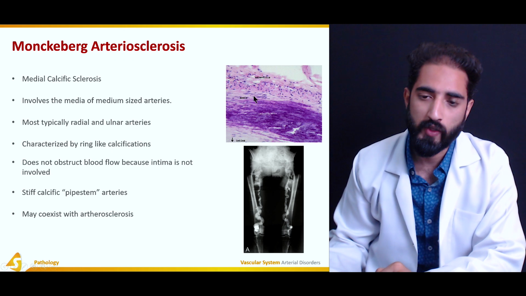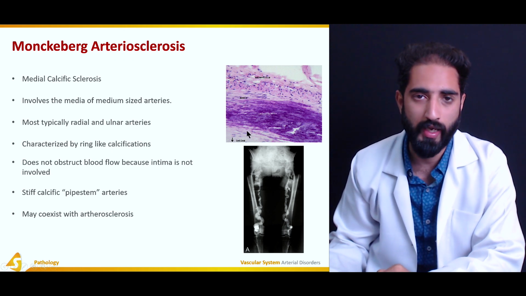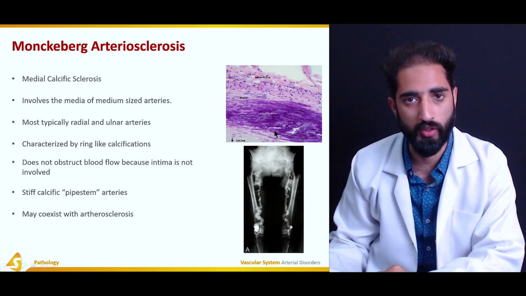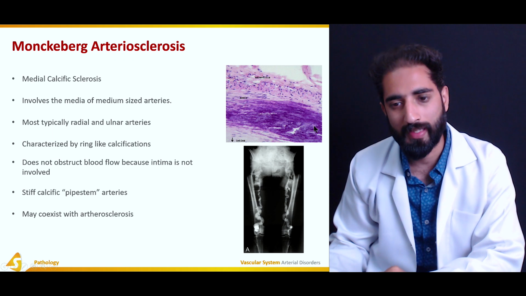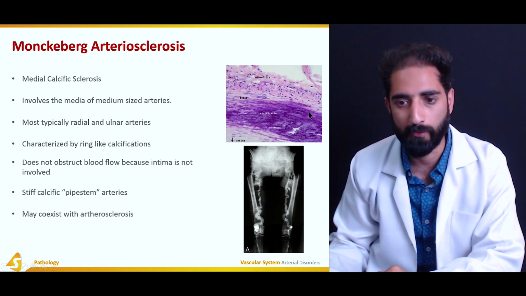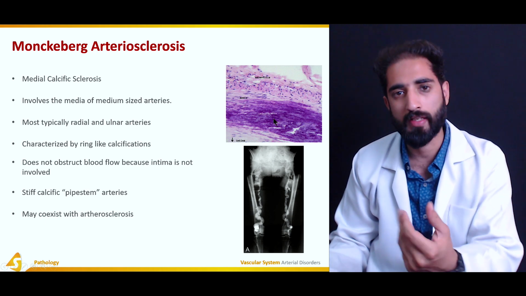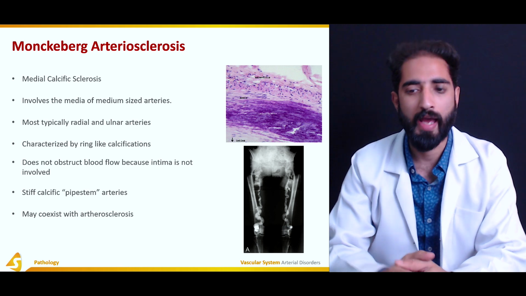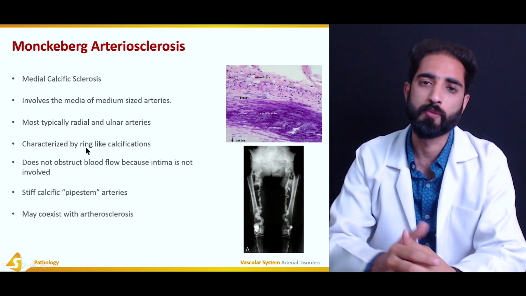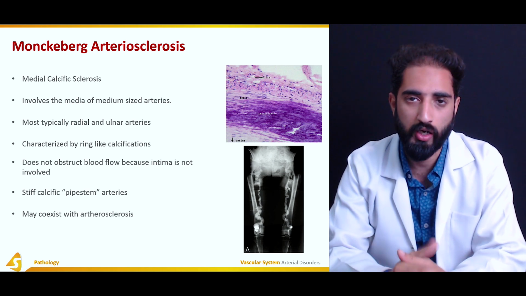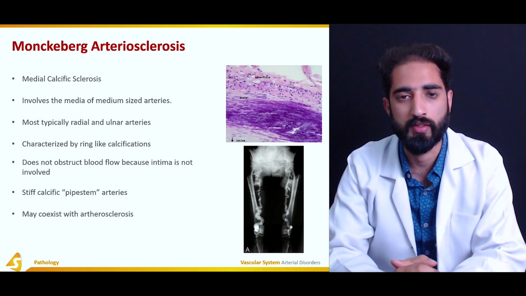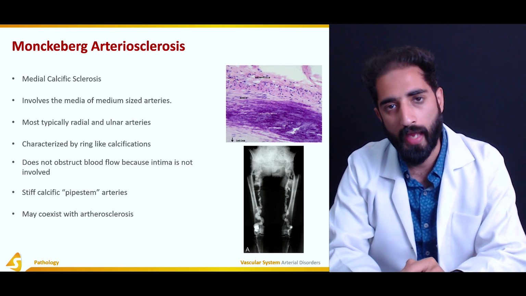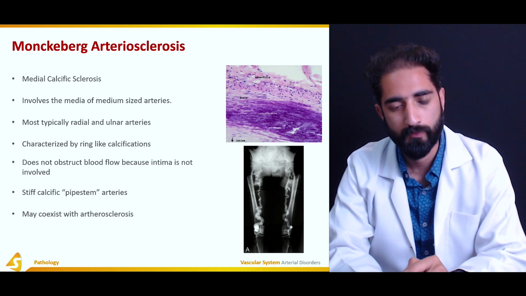Now, as you can see in this picture, this is the tunica intima, this is the tunica media, and this is the tunica externa or tunica adventitia. And you can see that there are calcific deposits in the middle layer, which is the tunica media. That is the characteristic feature of the Monckeberg arteriosclerosis. That's why it is also characterized by ring-like calcification in the arteries, specifically medium-sized arteries. This is most commonly found in radial and ulnar arteries of the upper extremity.